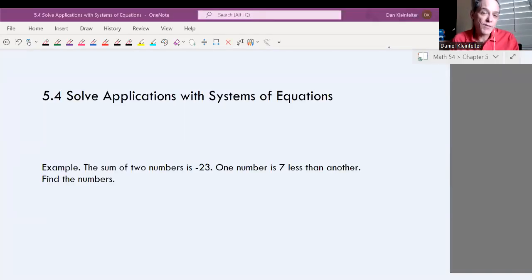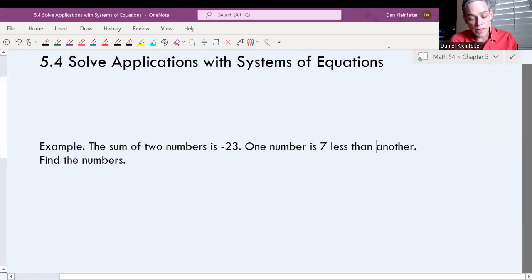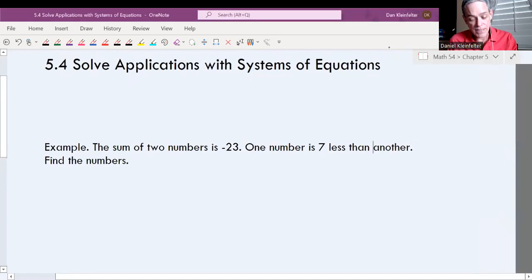Welcome back. In this video, we're going to work on section 5.4, which is about solving story problems using systems of equations. It's important to note as we get into this that we actually know how to solve all these problems using one variable, as we saw early on. But all these can be approached from a systems of equations point of view too. And so that's what this is about. So let's start with some examples.